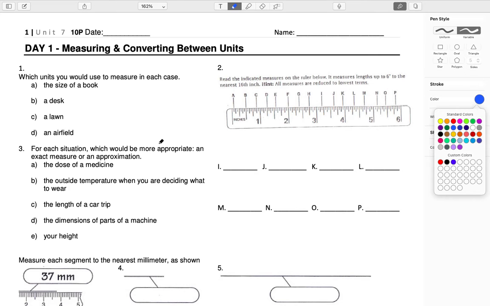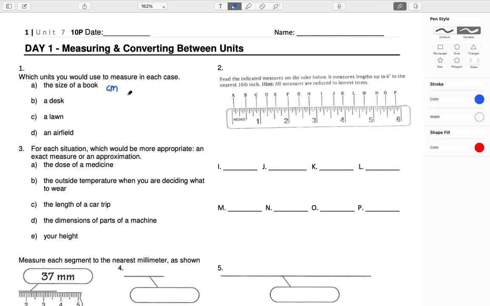So for the size of a book, perhaps you can measure using centimeter, or you could perhaps use inch. So we will be looking at a metric system. The metric system includes centimeter, millimeter, meter, and kilometer. On the other hand, when we are using the imperial system, we're looking at inch, feet, and yard. Okay.